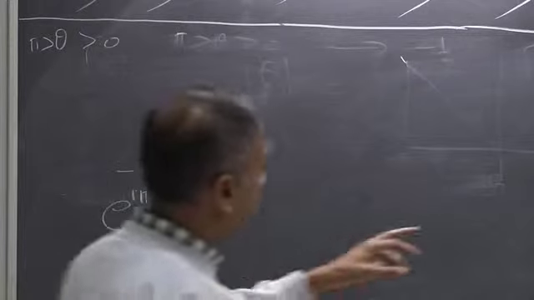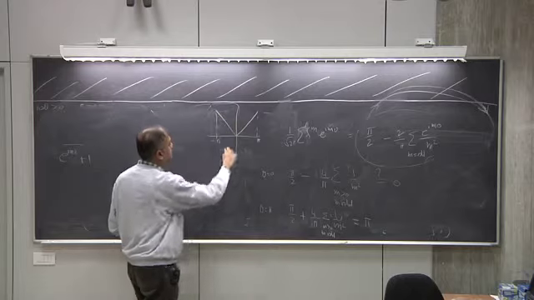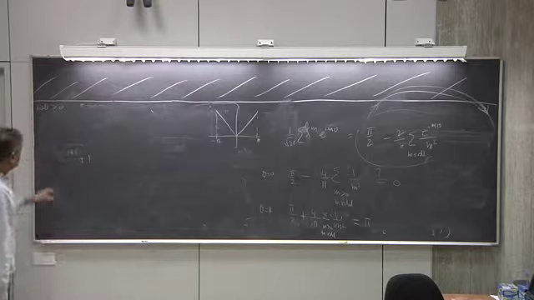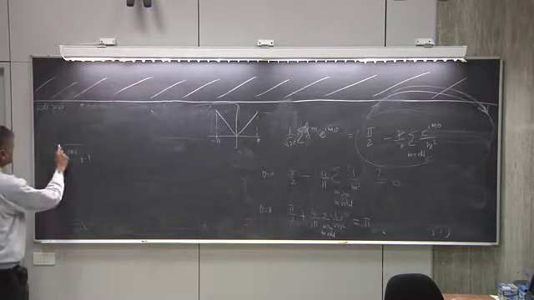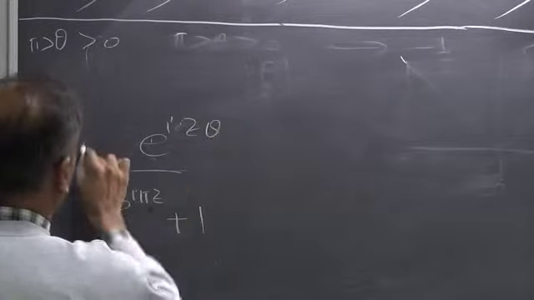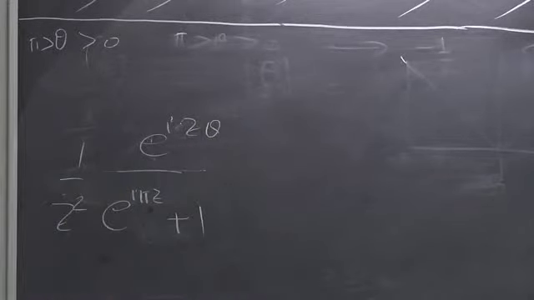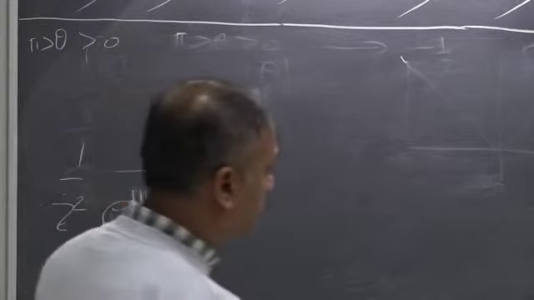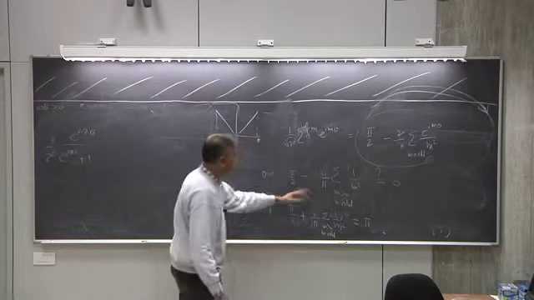Theta is between 0 and pi, so I'm looking at this range here. I get this e to the i z theta and 1 over z squared, right? Let's see what the residue is. We want to precisely pick up this factor, minus 4 by pi.